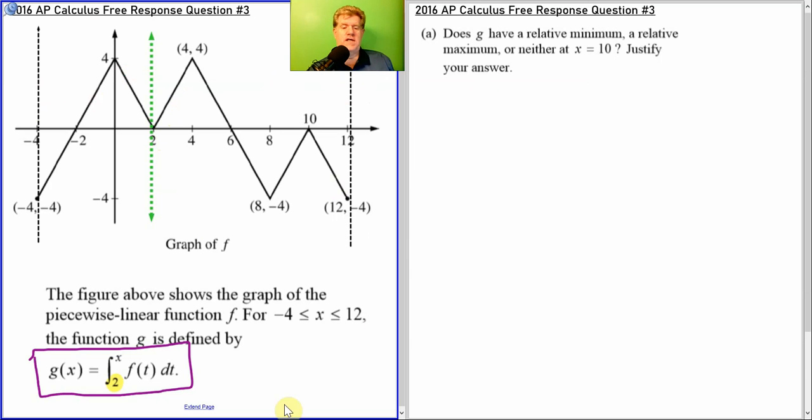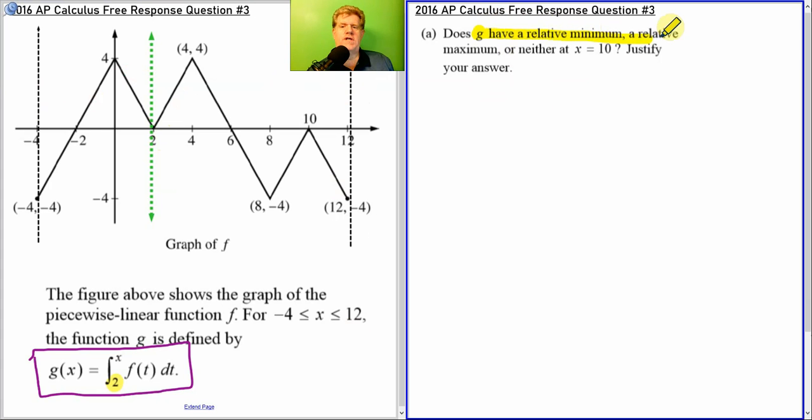Does G have a relative maximum or relative minimum or neither at 10? And the big thing is justify our answer. Well, let's find the answer first and see what we can go from there. All right, does G have a relative minimum? So if G has a relative minimum, we find the derivative of G and find out if it equals 0 or if it doesn't exist. Then it could be a critical number.